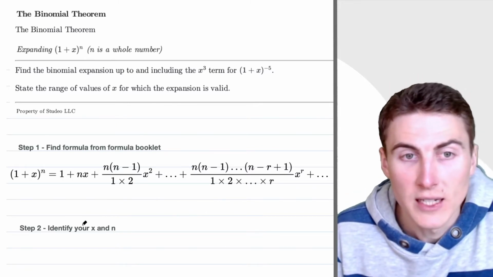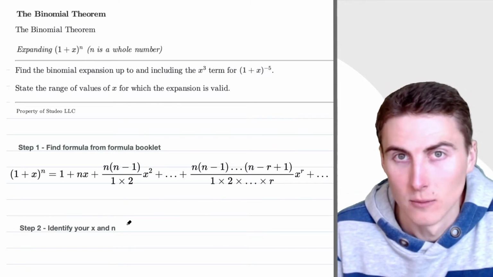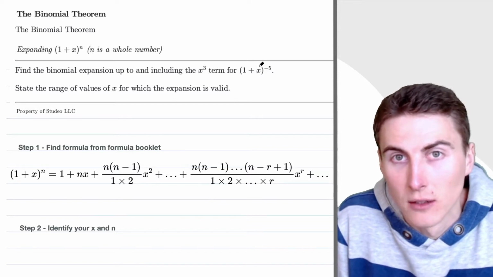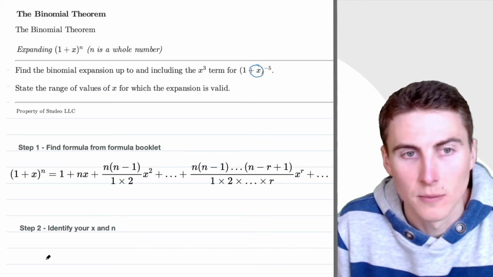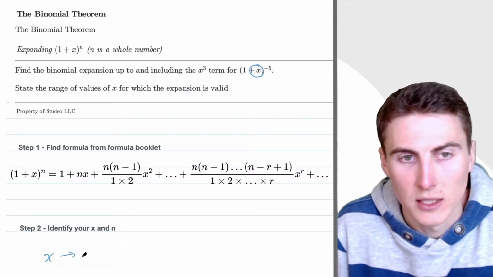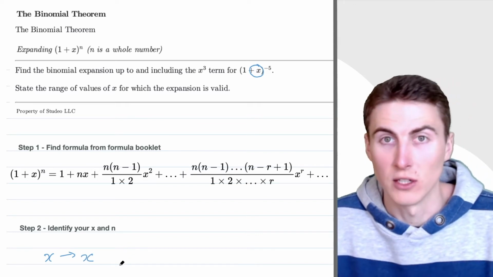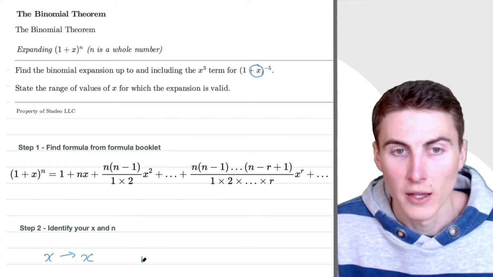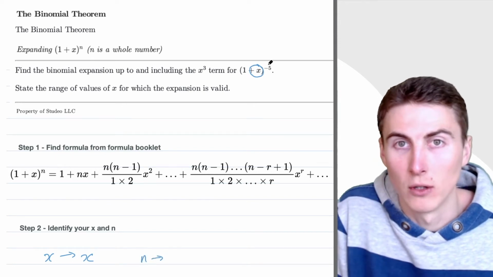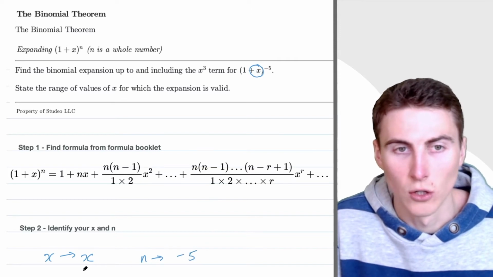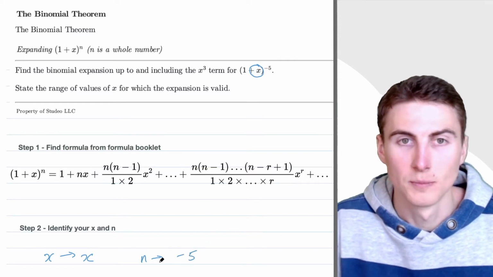Then what we want to do is identify what our x and our n is. When I say our x, I mean this bit here. You see how we have a positive x, so our x in this expression is just x. It's not 3x, it's not minus 2x, it's just x. And then our n is our power, that's this bit up here, the minus 5. You don't have to, but I would always write these two out.